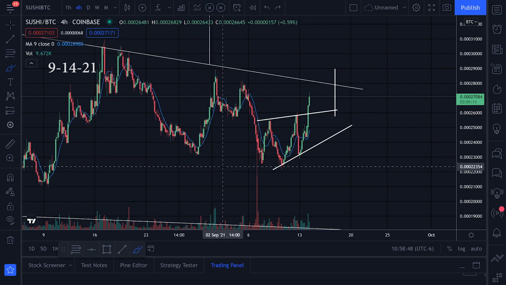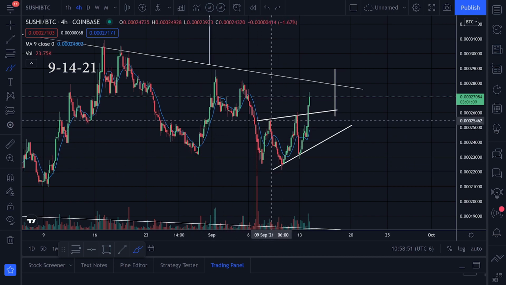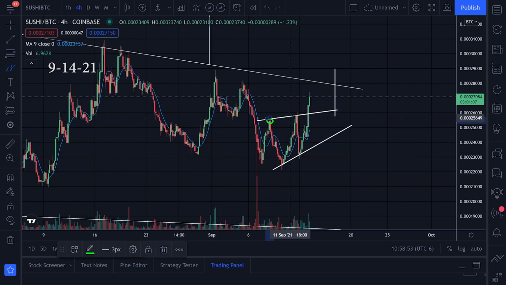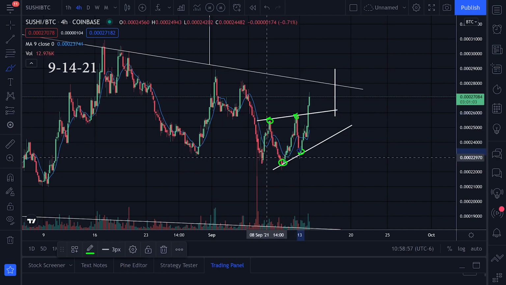Alright, so I'm looking at the Sushi swap to Bitcoin chart, and what I'm watching is this resistance right here, support right here, and support right here.